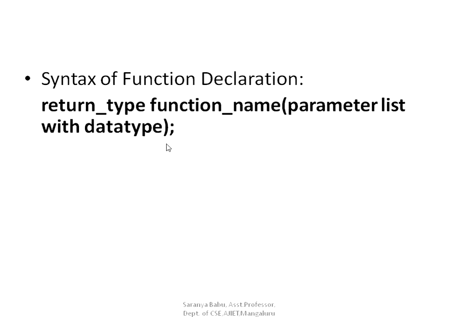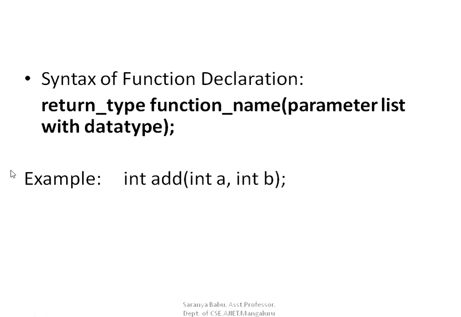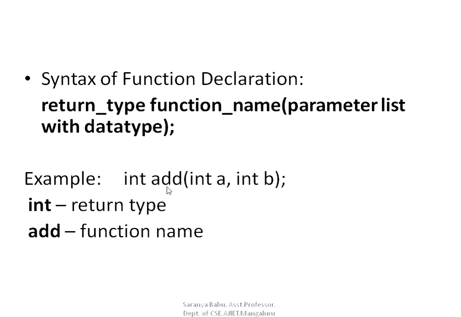Okay, so now we'll see an example. int add(int a, int b). So what is int? Nothing else, it is a return type. What is add? The same way we give a variable name, here I have to give a function name. So add is the function name, and then comes the parenthesis.